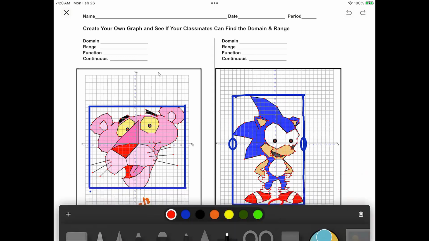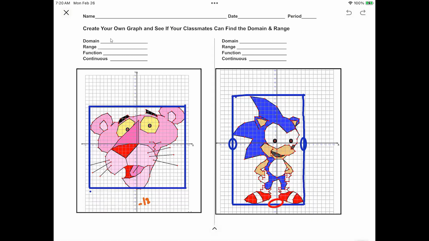All right, so this is the handout that I created. And I have two images here. One is of the Pink Panther, one is of the Sonic character. And basically, I've already got these in boxes, right? And this is the key idea. Because these two drawings are continuous, and what I mean by continuous is basically I can trace from one side of the graph all the way over to the other side of the graph without lifting my pencil. So I'm going to actually do that.